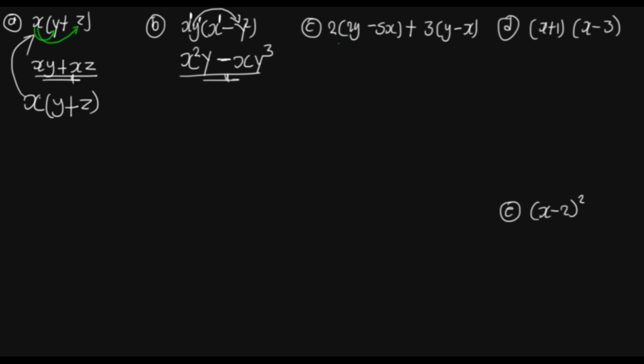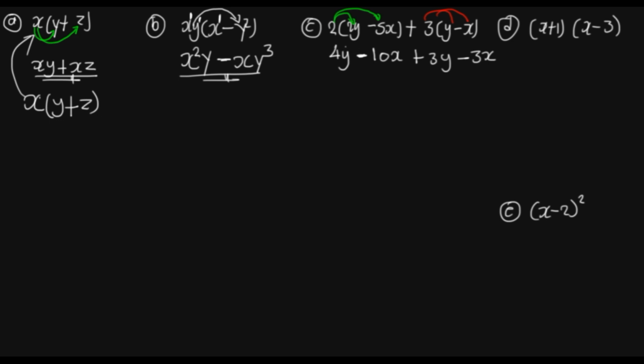Here we have a number outside the bracket. This number will multiply with everything inside the bracket. So first we expand, then we simplify as far as possible. The first one, 2 times 2y, we get 4y, minus 2 times 5x, we get 10x. Plus 3 times y, it's 3y, minus 3 times x, we get 3x. So we have expanded.